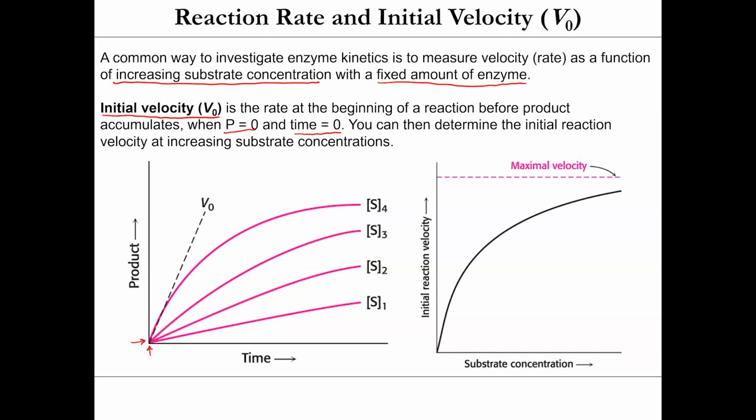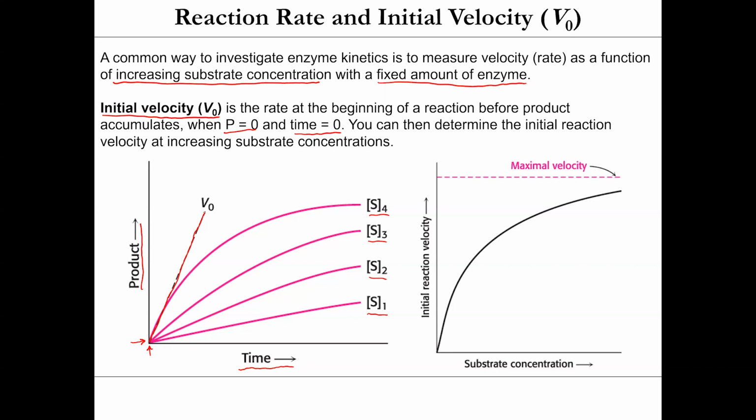So here on the left, we have a graph showing the product formation over time with increasing substrate concentrations. And so this initial velocity, or v sub 0, is going to be the linear plot of that reaction rate at the very beginning of the reaction before product accumulates and when time is basically 0. So you can take those variables out of it.